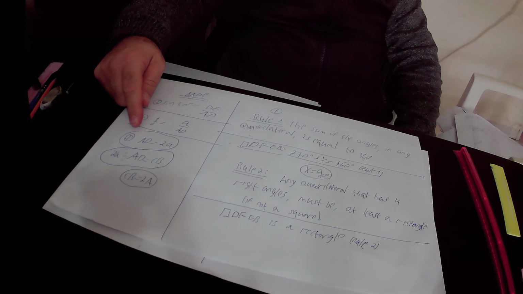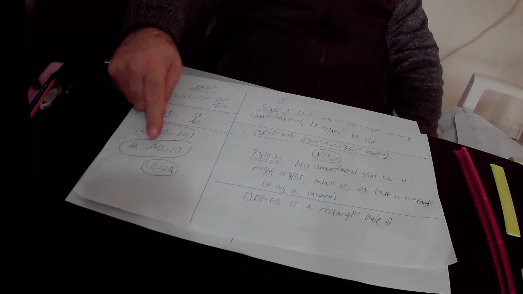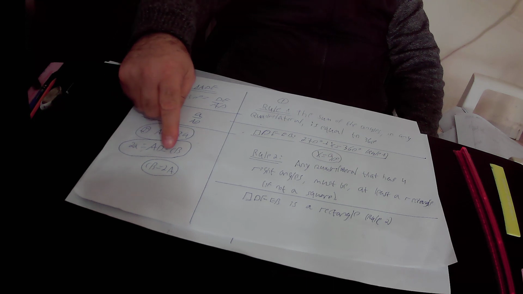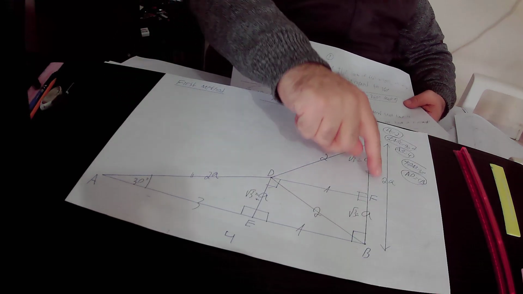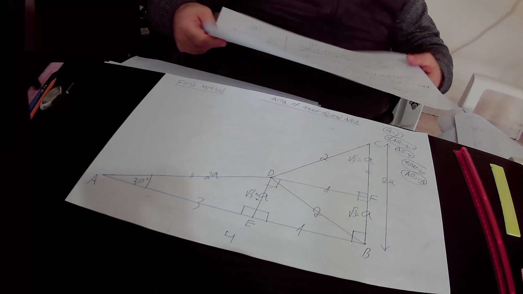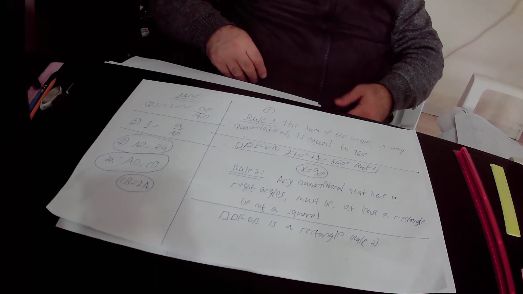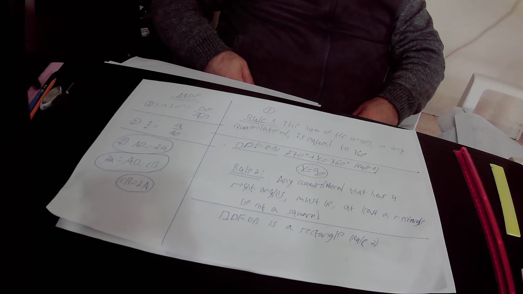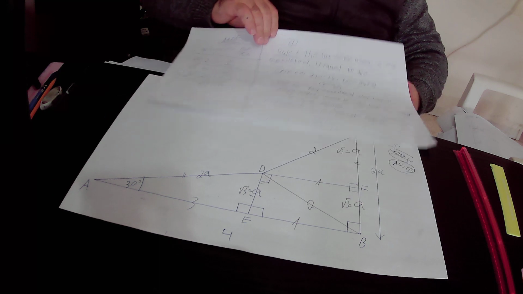And we just right now found out that AD equals also to 2A. So from this equation we will derive that CB also equals to 2A. So here CB equals to 2A. Then I presented to you rule number 1. According to rule number 1, the sum of the angles in any quadrilateral is equal to 360 degrees.